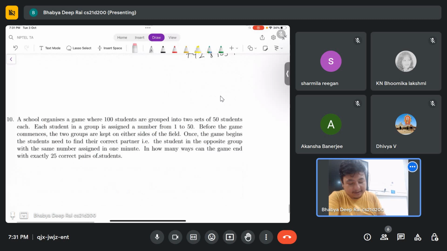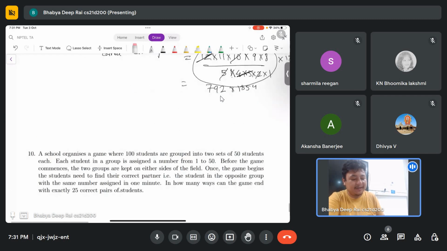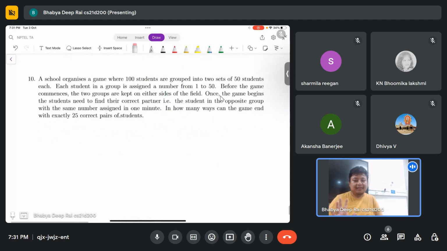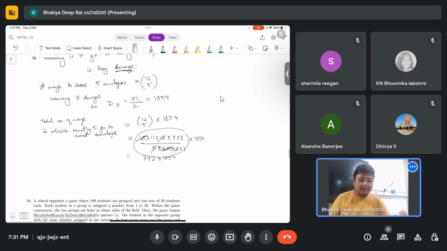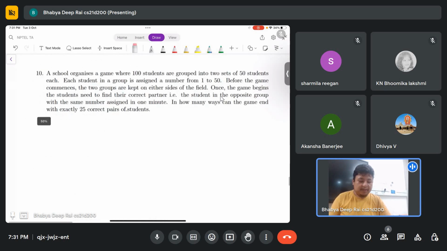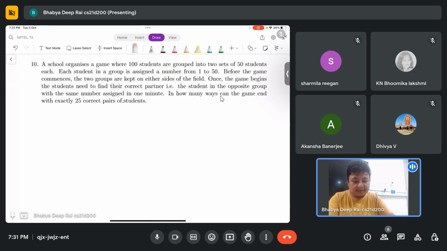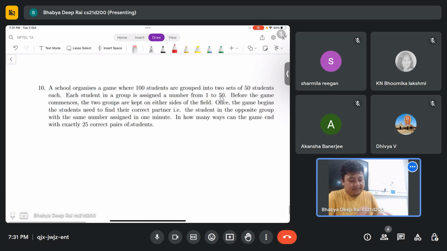But meanwhile, please try this. The basic logic is this: you choose the correct 5 envelopes, and then the remaining will derange. The remaining will not go to the correct spot. So the final question for this session is the following. Please read this and try it. A school organizes a game where 100 students are grouped into two sets of 50 students each.